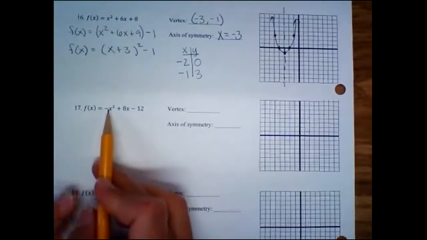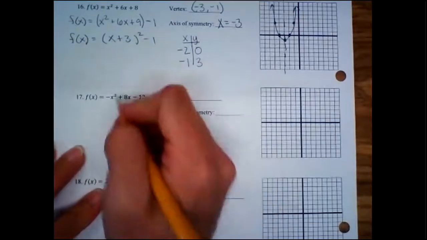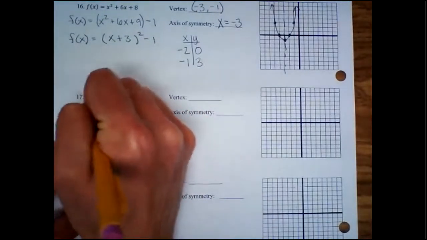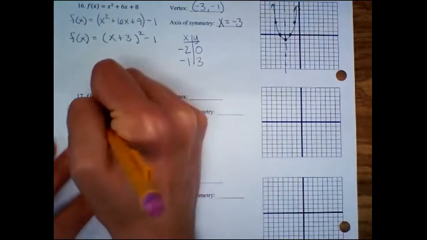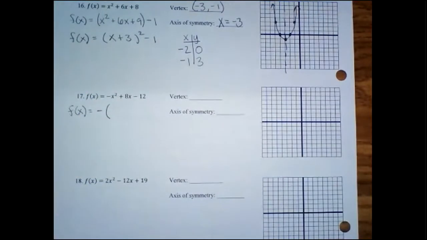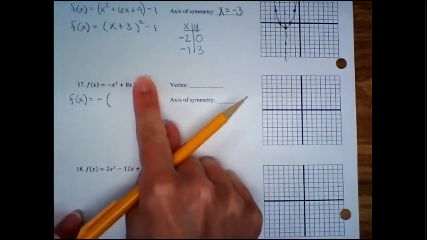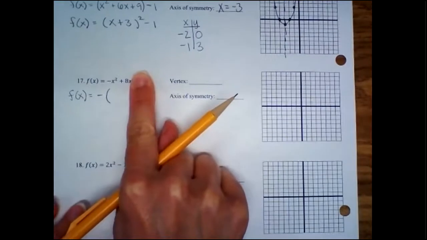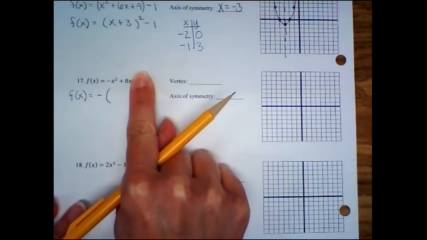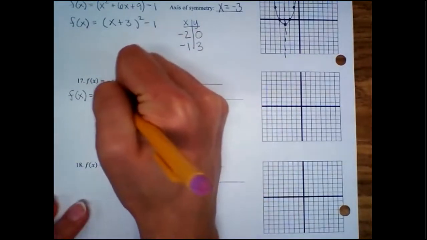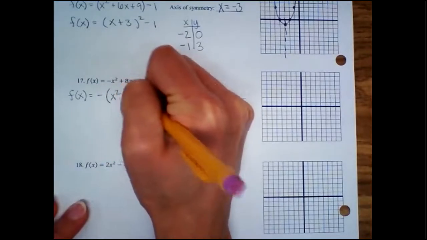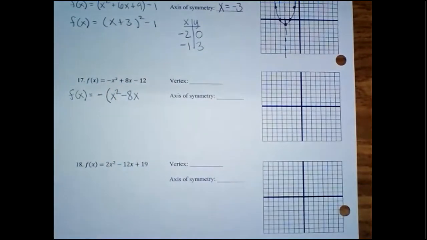This one has a negative out front, or a -1, if you will. If you want to put a -1, that's fine. We need to factor that out, but only from the first 2 terms. Remember that third term, we're going to adjust that anyway. So just from the first 2 terms, we're going to take out that negative. If you take out the negative, that'll leave you with positive x squared minus 8x. And here's where you complete the square.